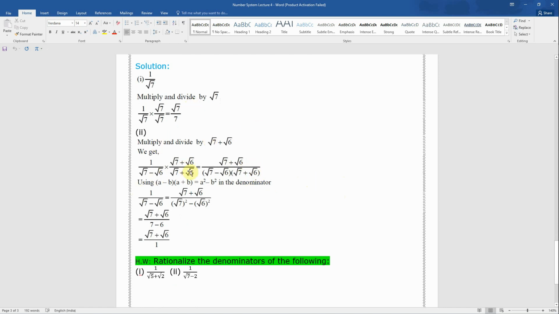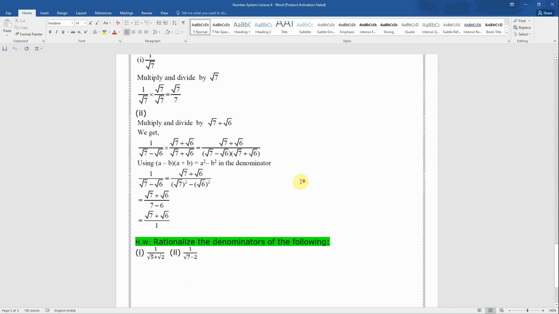Now with the same method, you can try these two sums, which are given as homework, root 7 minus 2, and root 5 plus root 2. Same method, just if it is plus given, multiply with minus, if it is minus given, multiply with plus, both up and down, and you get the value like this.